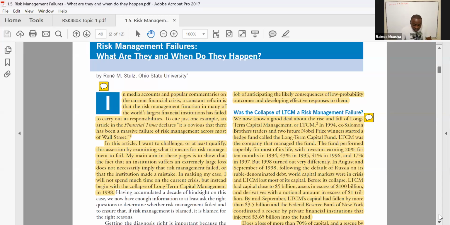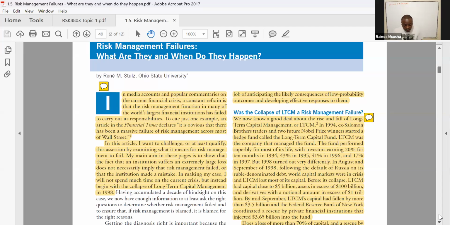In this article, I want to challenge and at least qualify this assertion by examining what it means for risk management to fail. My main aim in these pages is to show that the fact that an institution suffers an extremely large loss does not necessarily imply that risk management failed or that the institution made a mistake. In making my case, I will not spend much time on the current crisis, but instead begin with the collapse of Long-Term Capital Management in 1998.